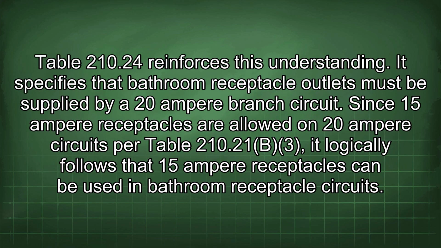Table 210.24 reinforces this understanding. It specifies that bathroom receptacle outlets must be supplied by a 20 ampere branch circuit. Since 15 ampere receptacles are allowed on 20 ampere circuits per 210.21(B)(3), it logically follows that 15 ampere receptacles can be used in bathroom receptacle circuits.